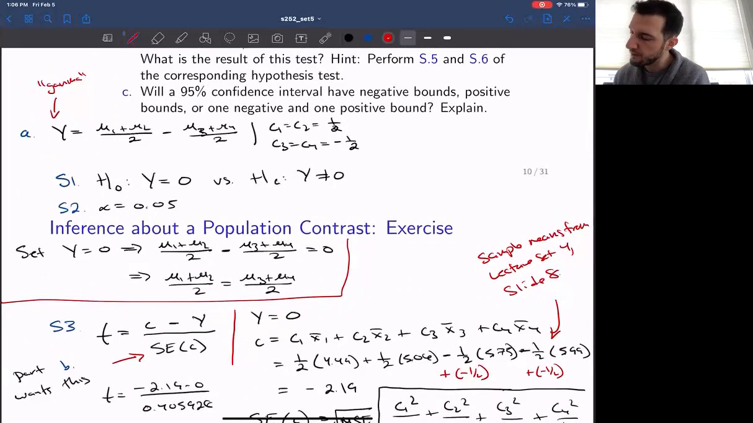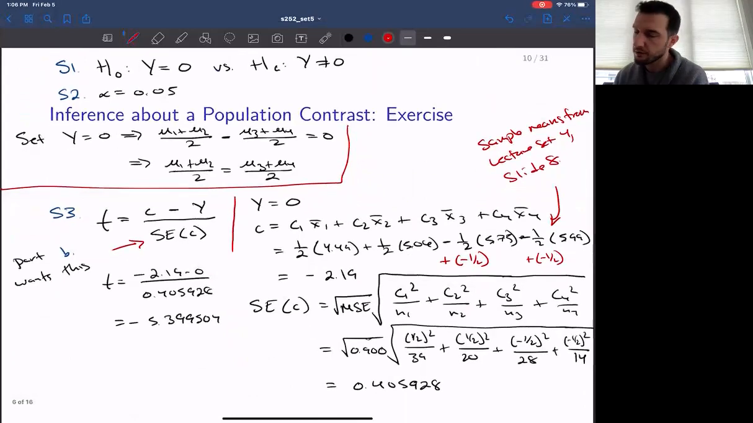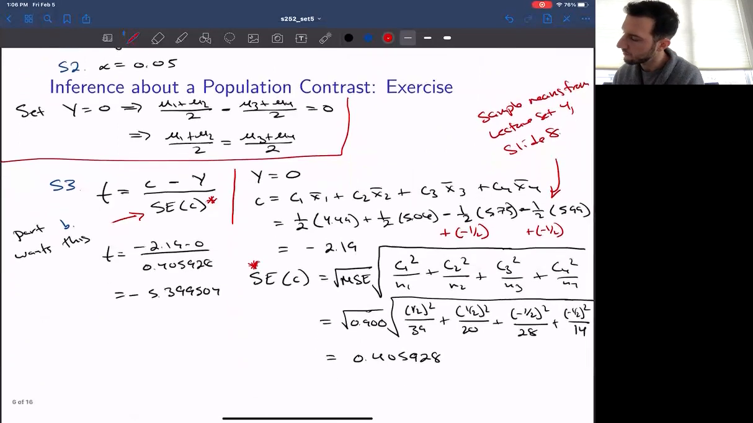On step 2, we have alpha 0.05, and then on step 3, we have the computation of the test statistic. In computing the test statistic, we actually found the solution to part B. Part B of this problem asks us to find the standard error of the contrast. So the standard error of the contrast is this part here, which is given here. Okay.